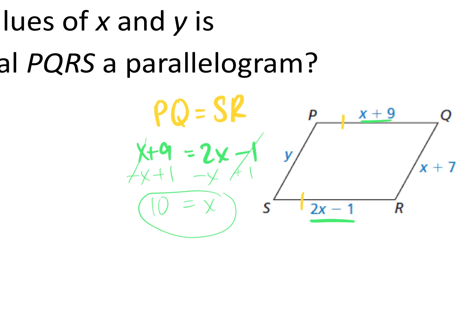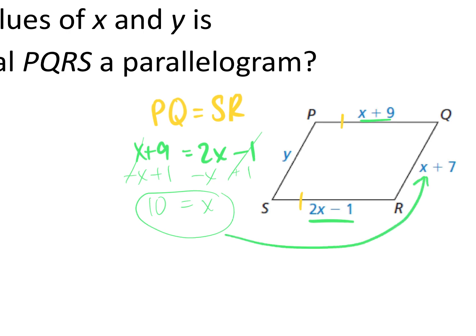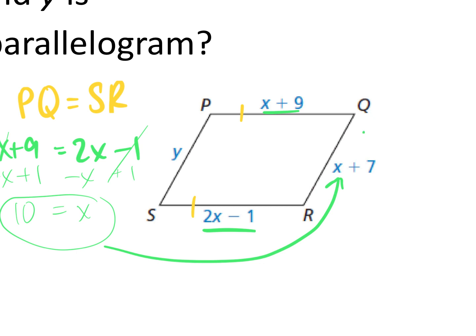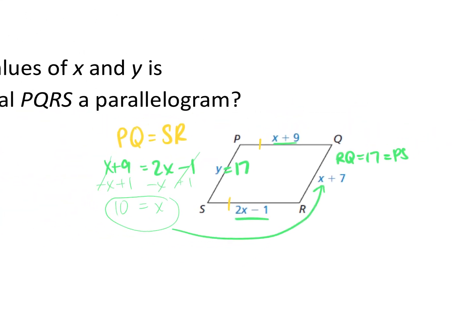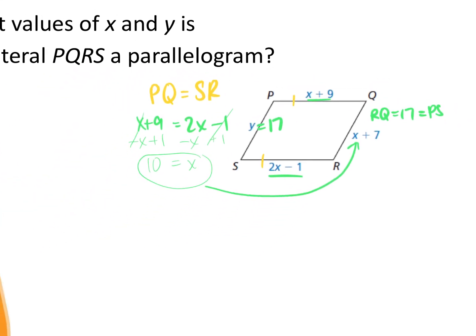Elias? Plug it into x plus 7. Very good. Take that 10 and plug it in over here. So this side is going to be what? What's RQ going to be? RQ is going to be 17. And that should be the same as what? PS, which is just y. So what is y equal to? 17 as well. Okay?